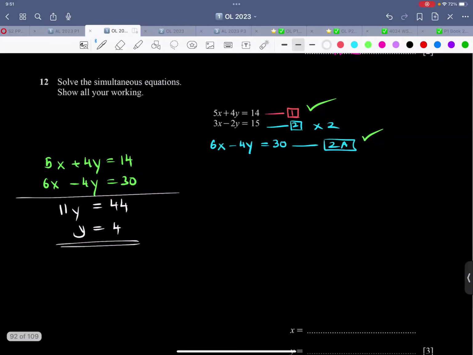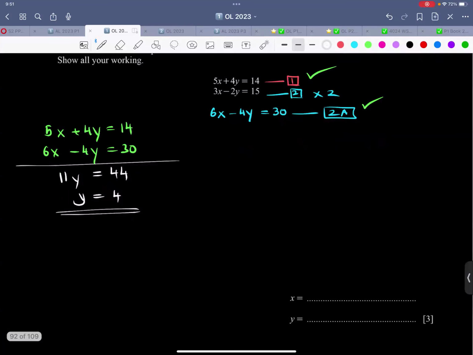Once we obtain the value, you can plug in any equation. Let me plug in equation 1. So equation 1 is 5x plus 4y is equals to 14. 5x plus 4 into 4 equals to 14. 5x is equals to 14 minus 16, that is negative 2, and we find the value of x.